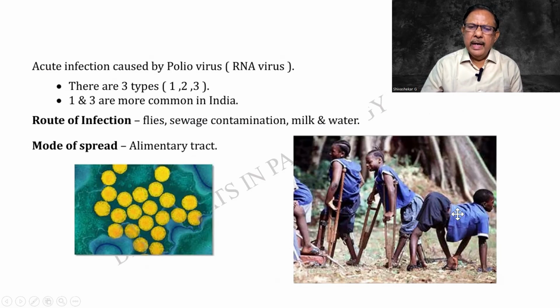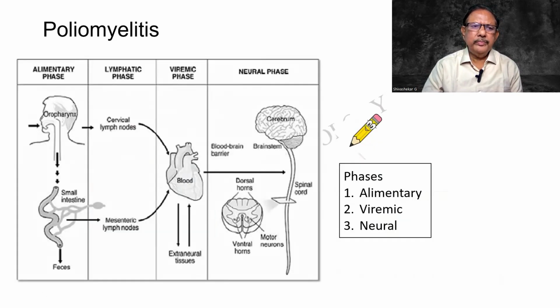On my right, I am finding the victims of poliomyelitis. Look at this one. There are the various stages of poliomyelitis. Please follow this one. Initially, the alimentary phase, where the patient is getting infected with the organism. It spreads to the cervical lymph nodes, mesenteric lymph nodes, etc. And this is called the lymphatic phase.